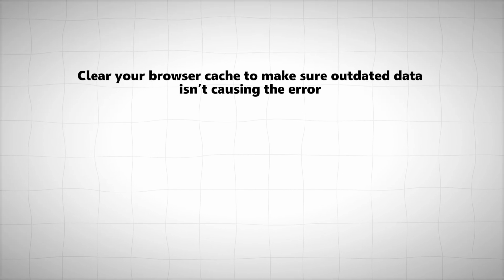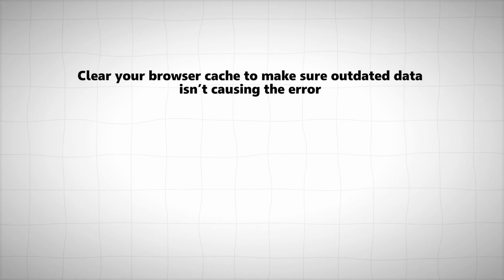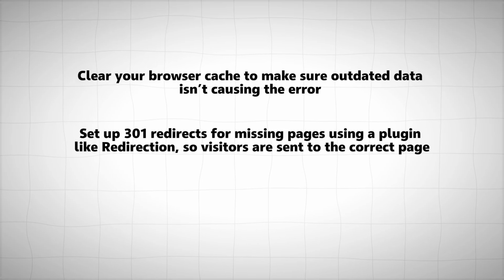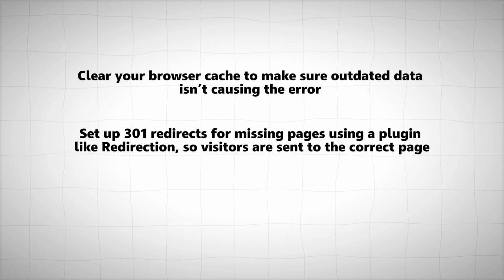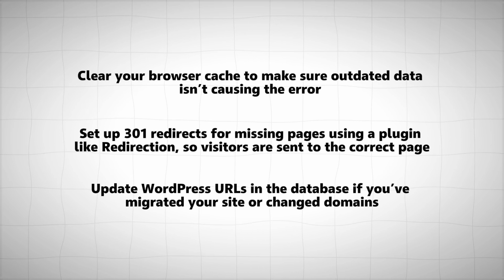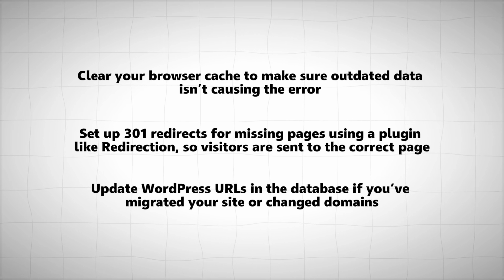Clear your browser cache to make sure outdated data isn't causing the error. Set up 301 redirects for missing pages using a plugin like Redirection, so visitors are sent to the correct page. Update WordPress URLs in the database if you've migrated your site or changed domains.